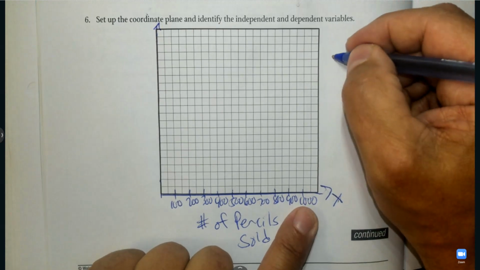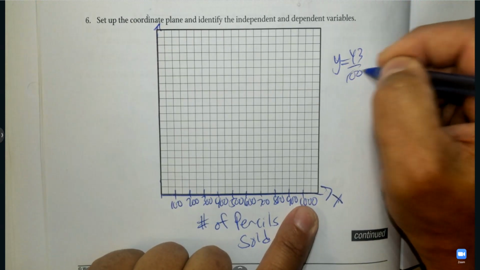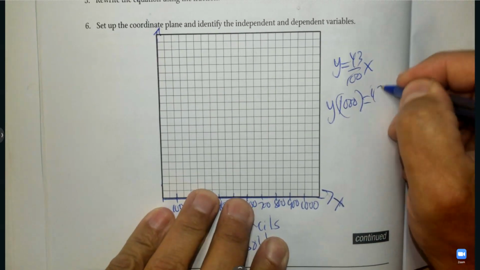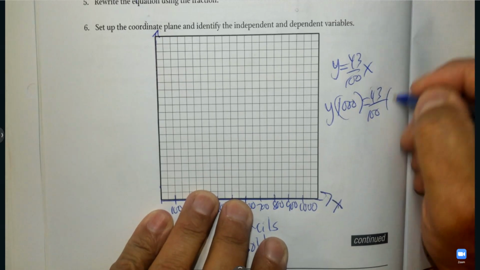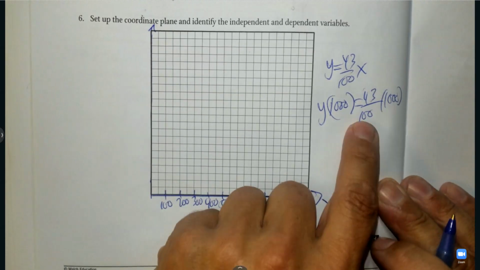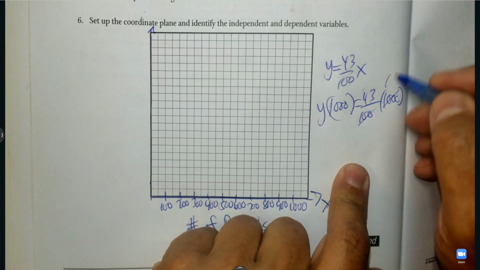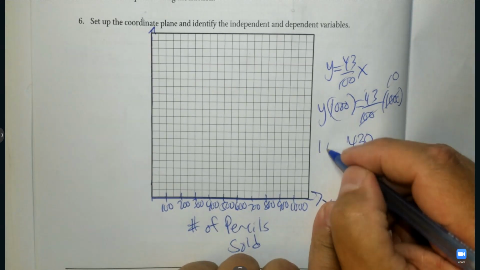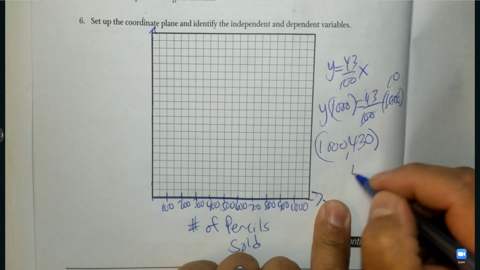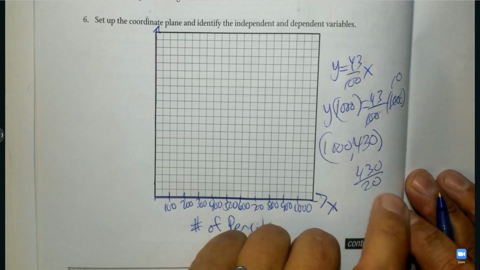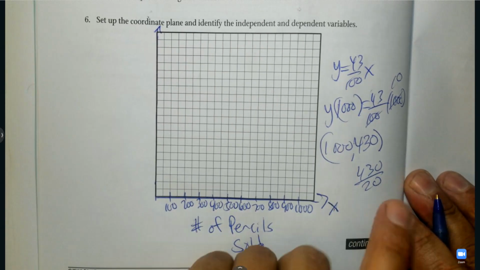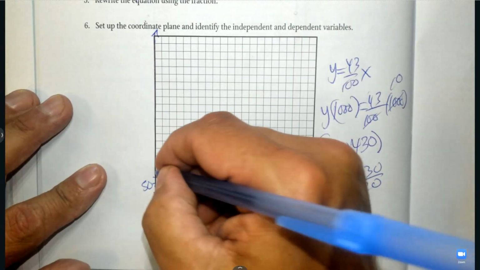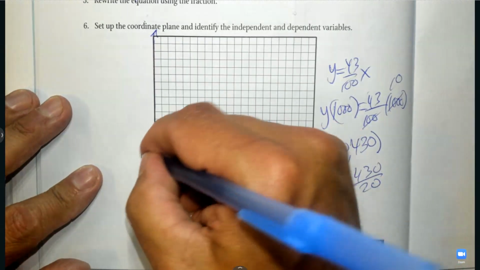1,000. Now, we have our equation, 43 over 100 x. If I plug in 1,000, 100 goes into 1,000 10 times, and then 43 times 10 is 430. So 1,000 gives me 430. That gives me my scale. So if I divide by 20, 20 is not enough. So I'm going to do a scale of 25. So 25, 50, 75, 100, and I'm going to use that scale going up.